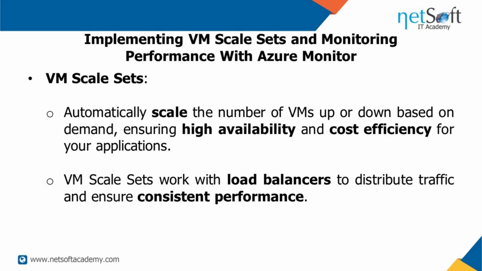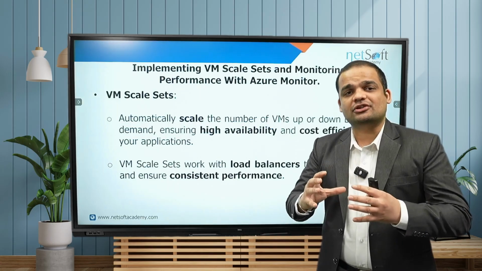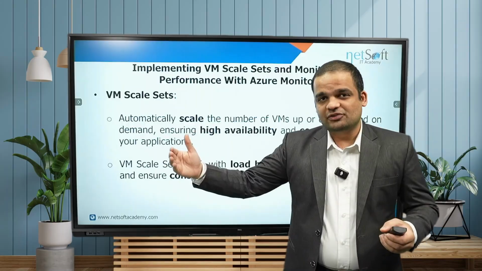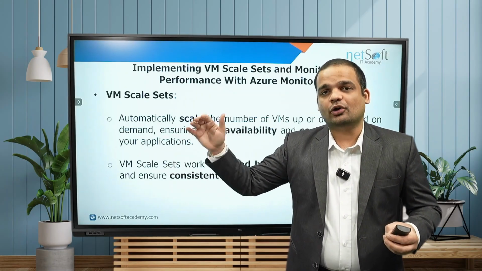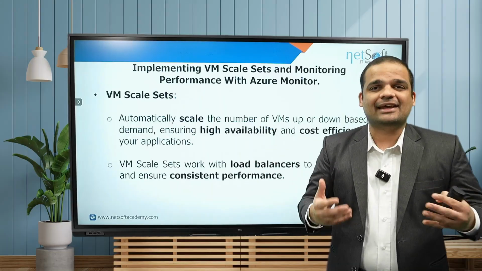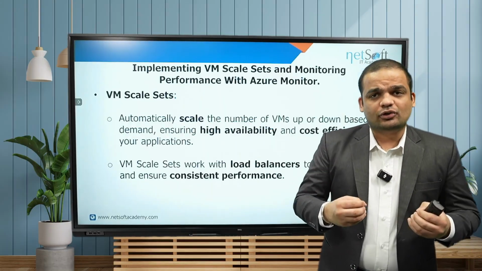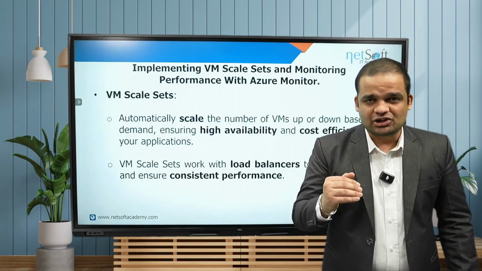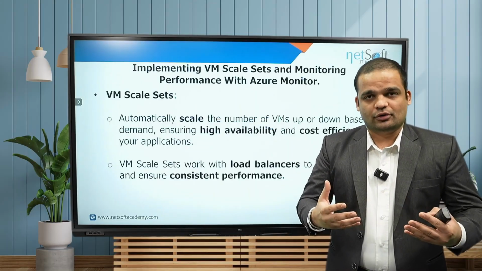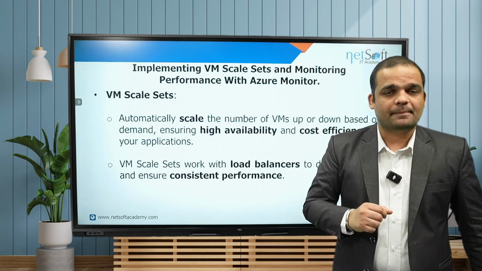Here's how it actually works. Well, the VMSS automatically adjusts your number of VMs. So more virtual machines will be added, and then when the demand goes down, they will be removed. So that is your horizontal scaling. This is done to ensure that your applications can handle varying traffic loads or requests effectively.